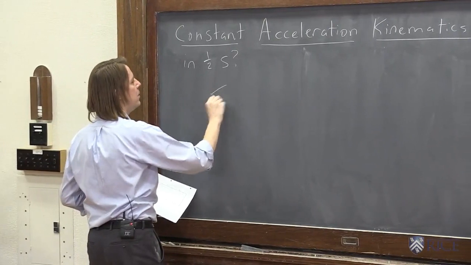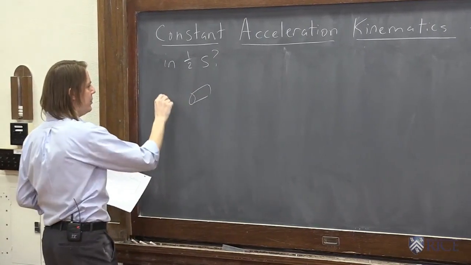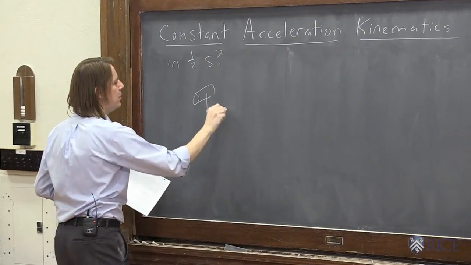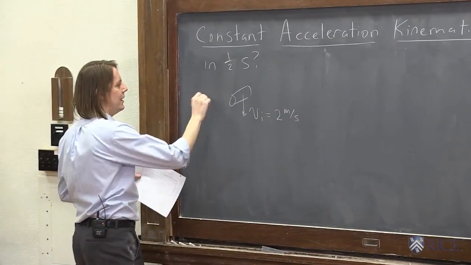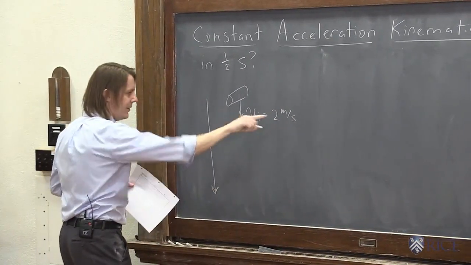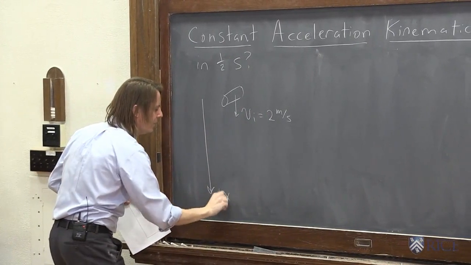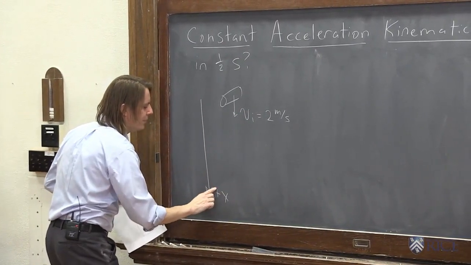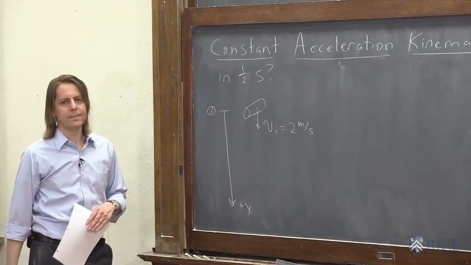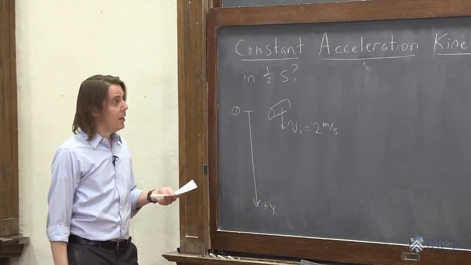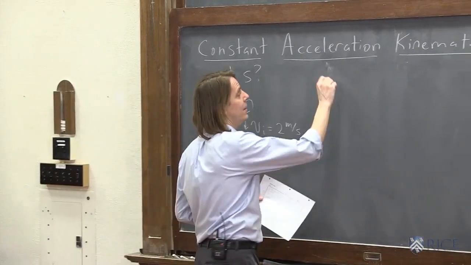So here's the chalk. Throw it down, start at the origin. It's going to have an initial vi of 2 meters per second, initial velocity. And it's going to start at the origin and go down. And that's positive because, as always, well, not always, but in most of these lectures for the moment, positive x is down. Start at the origin. That's what we're describing.